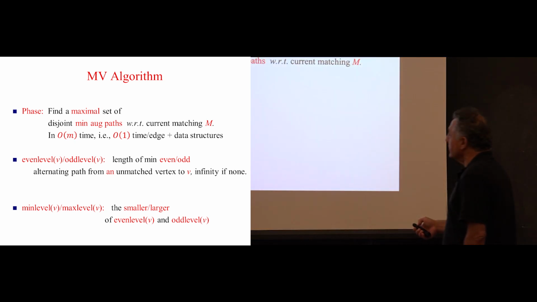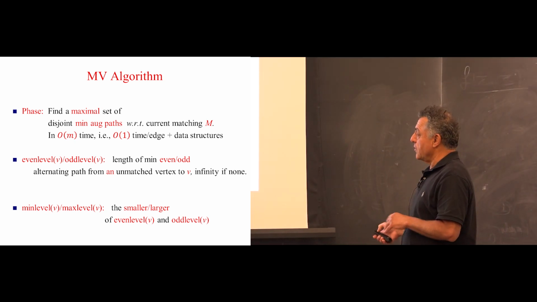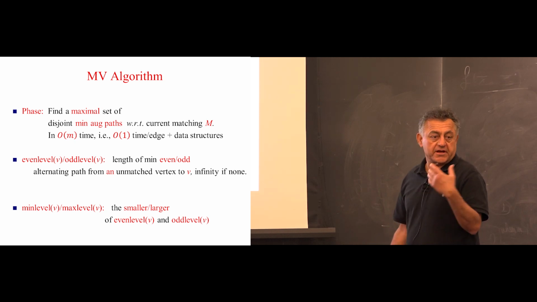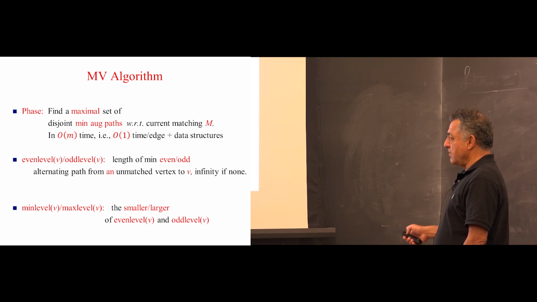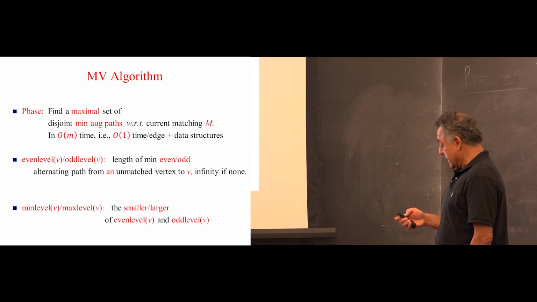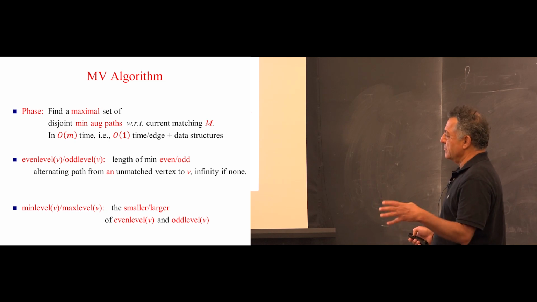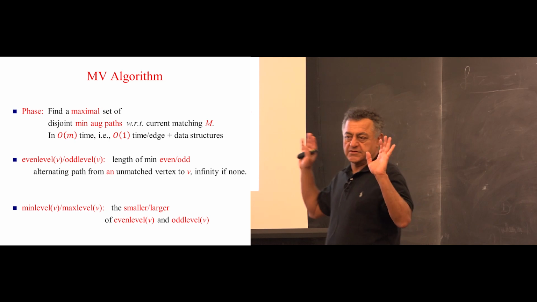So in a phase, we are going to find a maximal set of disjoint minimum length augmenting paths with respect to the current matching, augment the matching, and go on, right? And we're going to try to do this in order m time, by spending order 1 time per edge on most things, but then there'll be some data structures that need sort of amortized order m time also.